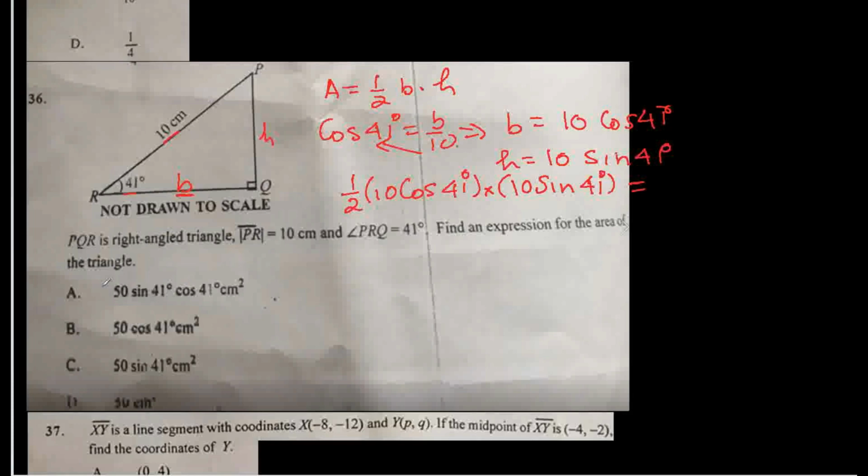Oh, the options are not in some number, they are in terms of sine and cos only. So we can do that. This 2 can cancel with 10, so 5 times 10 is 50, and cos 41 sine 41. So 50 sine 41 cos 41. A is the answer.